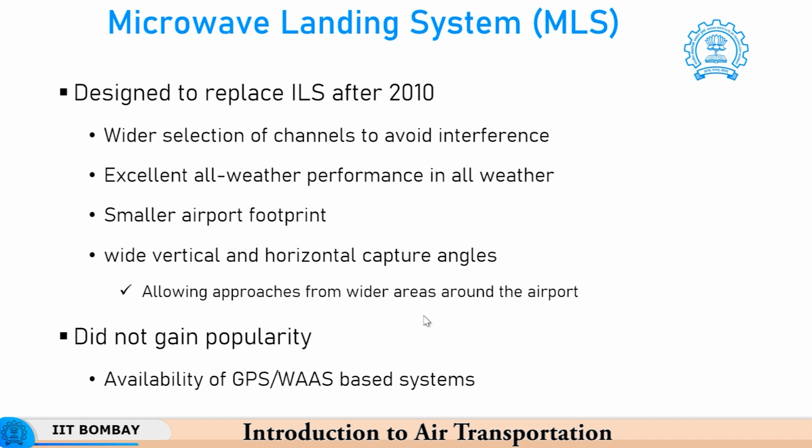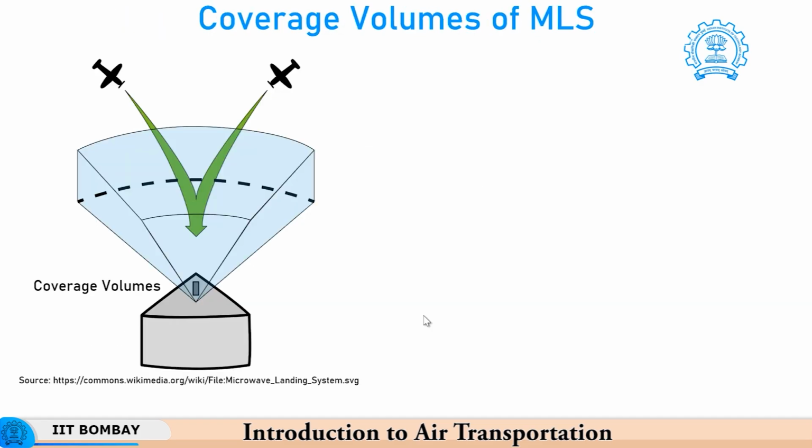It did not gain popularity because of 2 things. One is that many airports had already installed systems, and it was very expensive to remove them and put something new. So, because of legacy, they had no motivation to remove and go for a newer system. And also in recent times, there is an availability of GPS and wide area augmentation systems, and these allow you, as we will see, to come up with precision approaches with much fewer instruments. So, therefore, there is no interest now in replacing the ILS system with the MLS system.